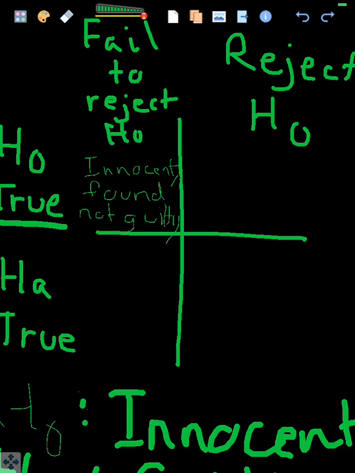Now let's say I'm innocent, but there's so much evidence that the jury convicts me. That means I'm innocent, but I'm still going to jail. Somebody planted some cookie crumbs on me. So innocent, found guilty.